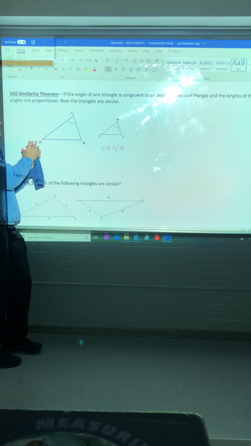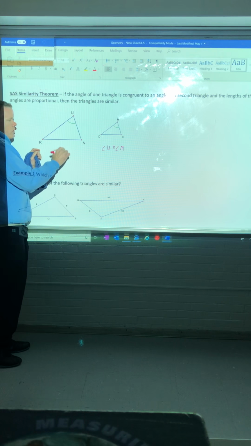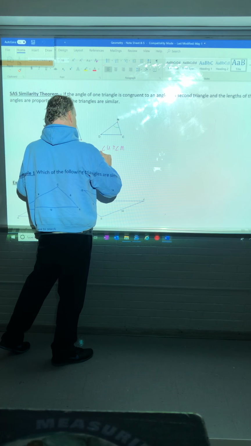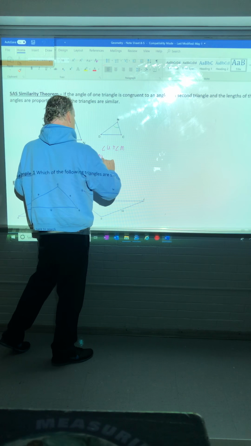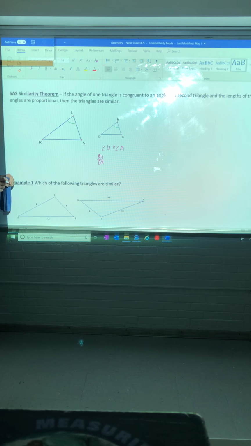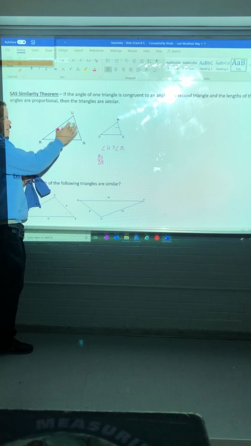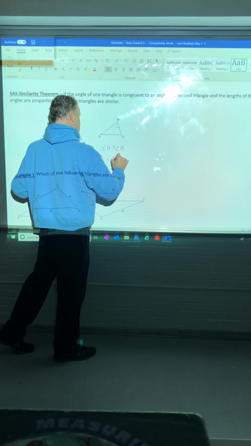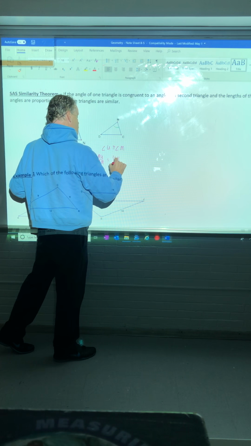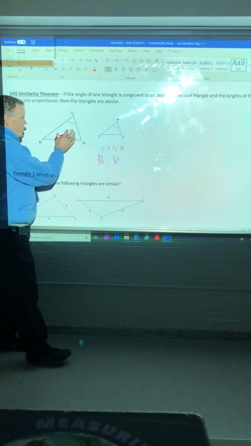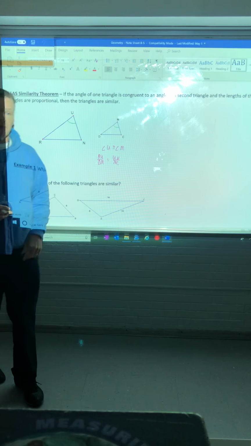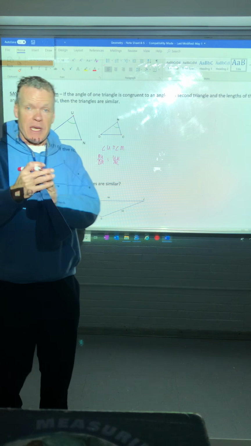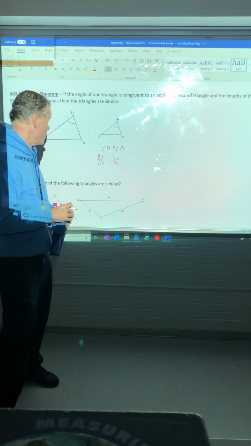And for this to be similar through the side angle side similarity theorem, RU, going big to small, would have to be in proportion to DN. Okay, and UN would have to be in proportion to MC. Again, going big to small. But like I said before in the previous one, you can also go small to big as long as you're consistent the whole way through.